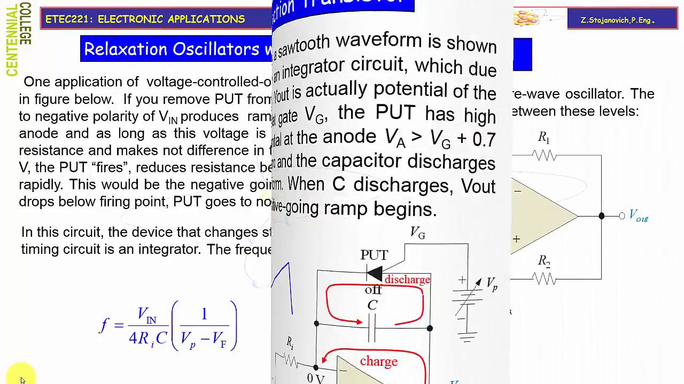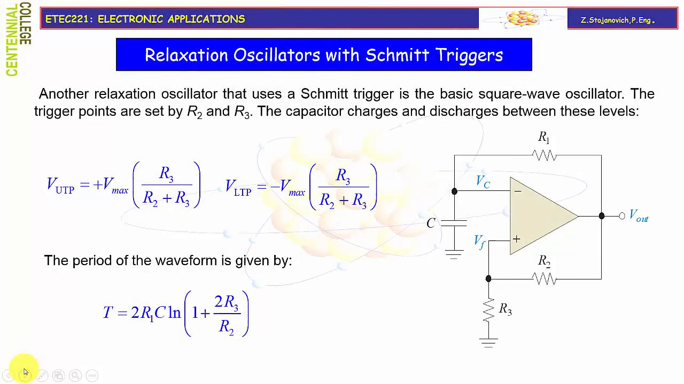Relaxation oscillator with Schmitt triggers. Another relaxation oscillator that uses a Schmitt trigger is the basic square wave oscillator. As you can see, this oscillator can give us only square waves at the output. The trigger points are set by resistors R2 and R3. The capacitor charges and discharges between these two levels.